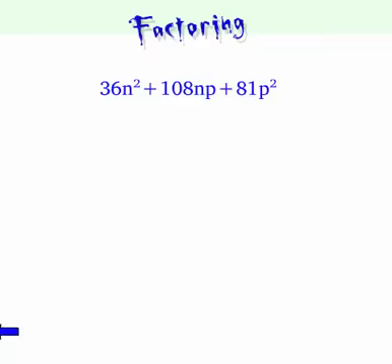Here we have 36, 108, and 81. 9 goes into all these things. So if we factor out the 9, we're left with 4n to the power of 2 plus 12np plus 9p to the power of 2. Is this a perfect square trinomial? Looks like it. If we take the square root of the first term, we get 2n. We take the square root of the last term, we get 3p. 2 times 3 times 2 again is in fact 12np, so that does work. So it is a perfect square trinomial.